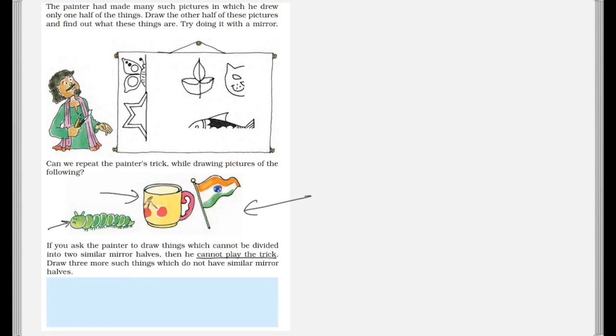Okay, so maybe you can draw a tree which is like this. So it won't have any similar half. Or maybe clouds also don't have any similar half. So in a similar manner you can draw more such things, maybe a dog.